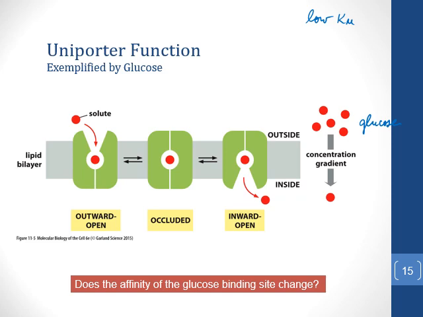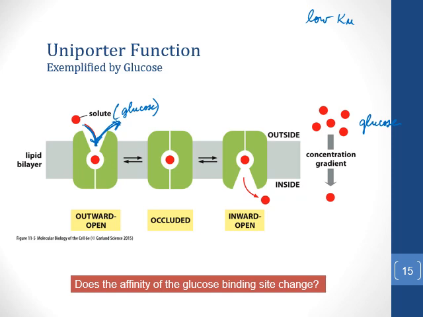Glucose is going to bind to the binding site. Now, that glucose could bind and it could come off. Bind and come off. We've got on and off. That's what we've got when it comes to molecules binding to transporters.